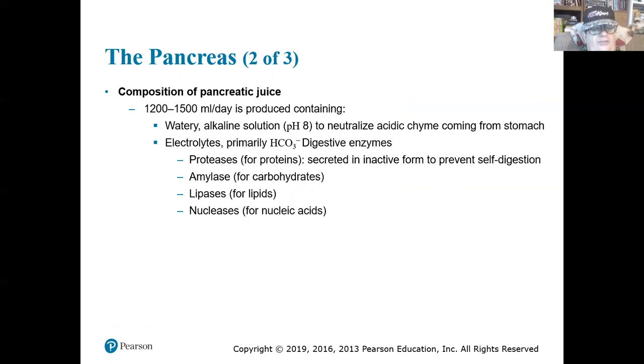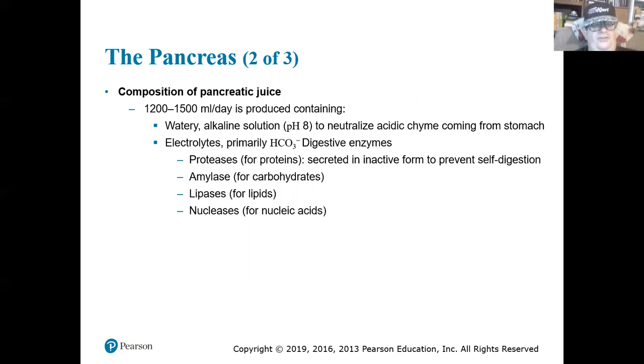Composition of pancreatic juice. You're going to make maybe up to 1.5 liters, 1,200 cc's to 1,500 cc's a day. It's watery, it's alkaline, not strongly alkaline, but pH 8. A heck of a lot better than stomach acid at pH 2. That'll neutralize the acidic chyme coming from the stomach. And it's full of electrolytes, especially bicarbonate from the carbonic acid.